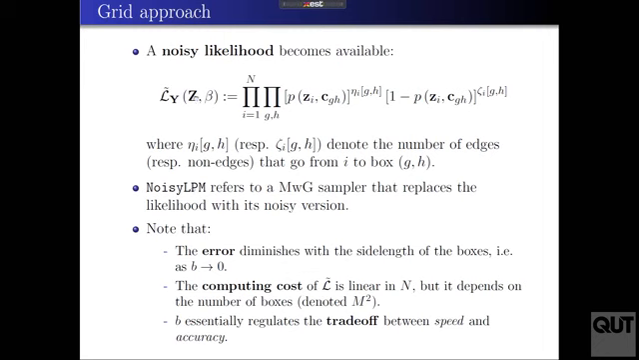The computational cost of evaluating this likelihood function will be O of n times the number of boxes. So if we increase the number of boxes, the boxes become smaller. It's a better approximation but a higher cost, or vice versa. So this parameter b, the side length of the boxes, gives us a trade-off between speed and accuracy.